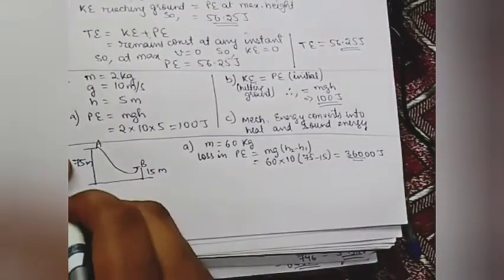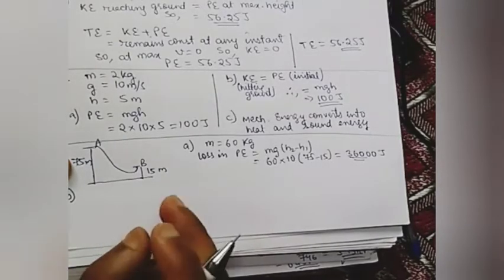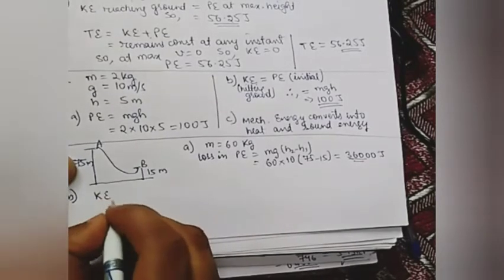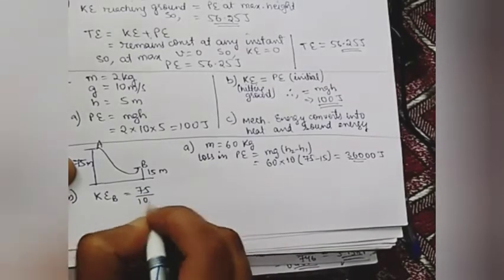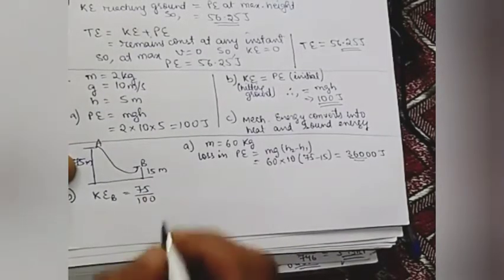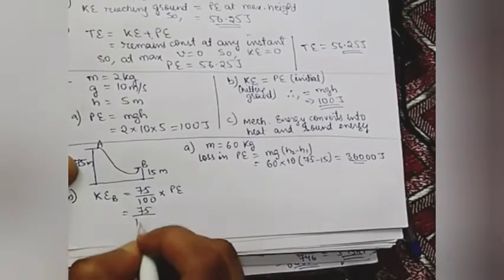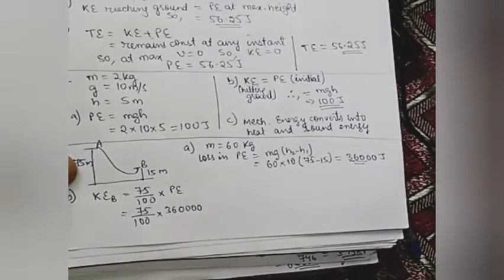Second question, B. If 75% of the energy in part A becomes kinetic energy at B, calculate the speed at which the skier arrives at B. So kinetic energy at B is equal to 75% of potential energy. So 75 by 100 into 36,000 joule.